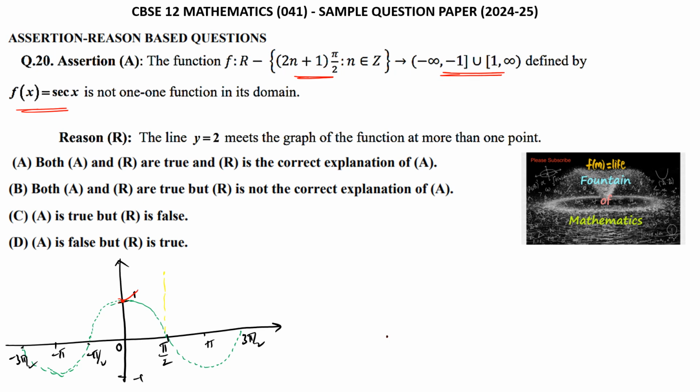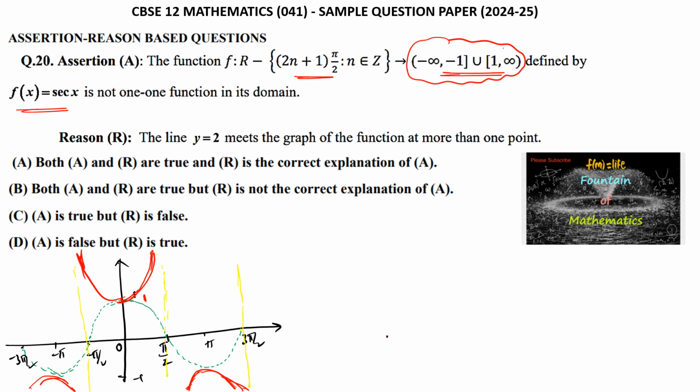We can say that at x is equal to pi by 2, at x is equal to 3 pi by 2, there is no graph. At x is equal to minus pi by 2, odd multiples of pi by 2, the graph is not there. We can draw the graph. And here it comes below this curve and below this curve here. So it means above 1 and below minus 1 is the graph. So the range of the secant x graph is above 1 and below negative 1.